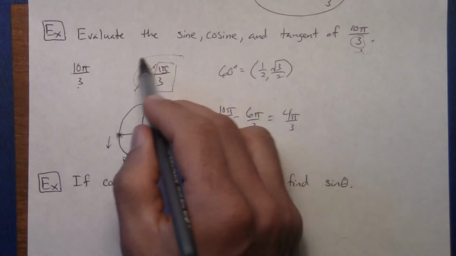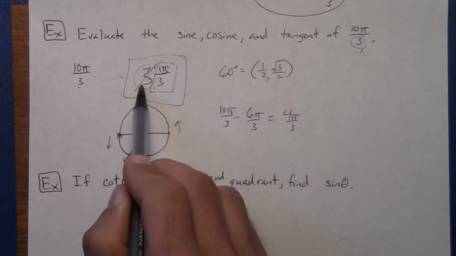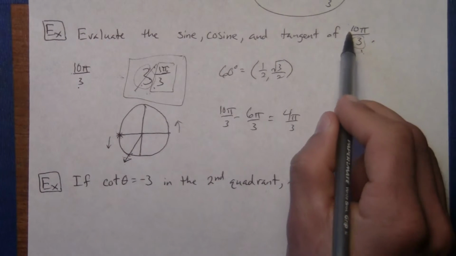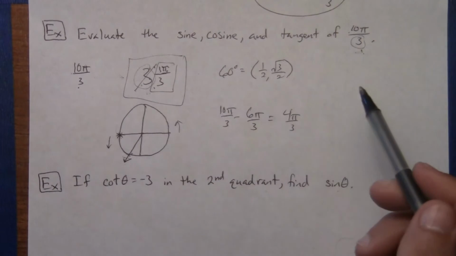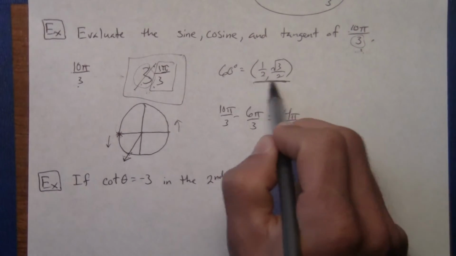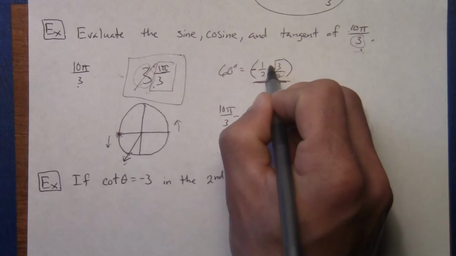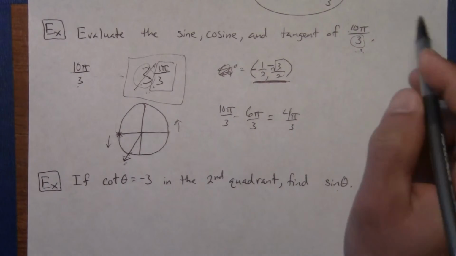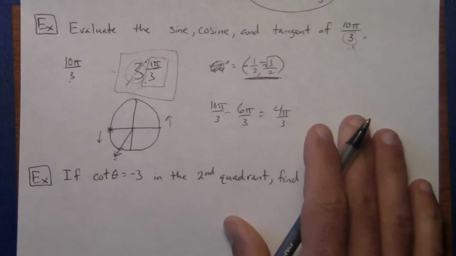The only reason I might suggest changing it from an improper fraction to a mixed number is in case that's a very large number. It would take you too long to sit and subtract 2 pi over and over again. Alright, so the big point is, I've now got the point. I see that I'm in the third quadrant, so both of these numbers are negative. So at 10 pi over 3, I'm dealing with negative 1/2, negative square root of 3 over 2.